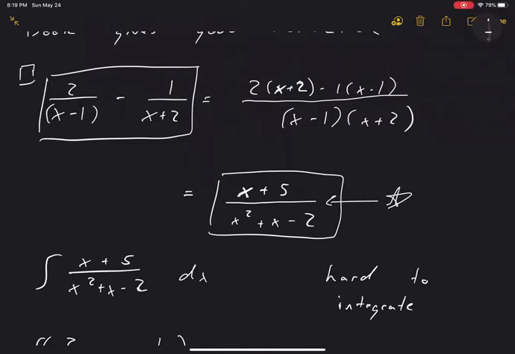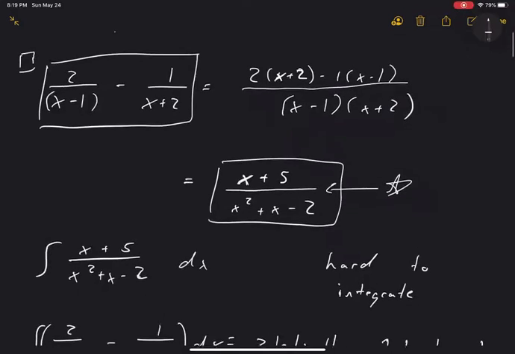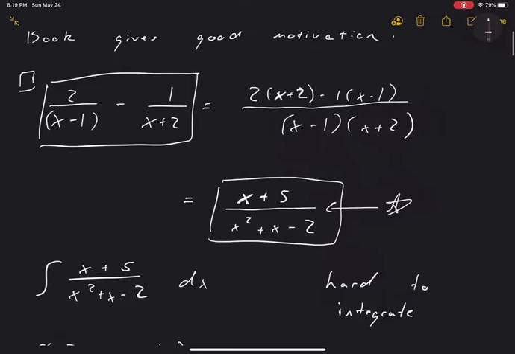x plus 5 over x squared plus x minus 2. There's no good U substitution or anything like that I could do. Maybe I couldn't even split up the terms. So this is hard to integrate. But we know that this thing is equal to this. So let's try to integrate this up here.